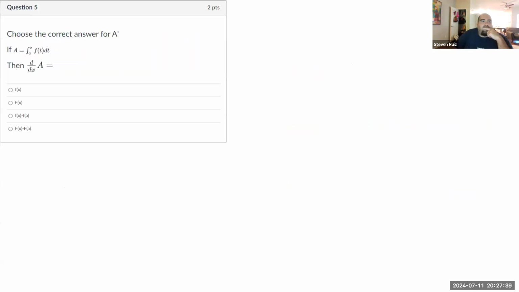Moving on to part 5. Choose the correct answer for A prime. All right, so let's say this. We're integrating lowercase f. So let's say that the derivative of uppercase F is equal to f of x. Basically, since I'm talking about the integral of a function, I'm going to give a name to its antiderivative because I know its antiderivative has to exist. So what does that allow me to do?